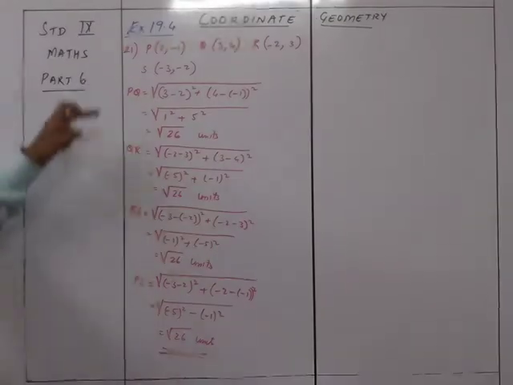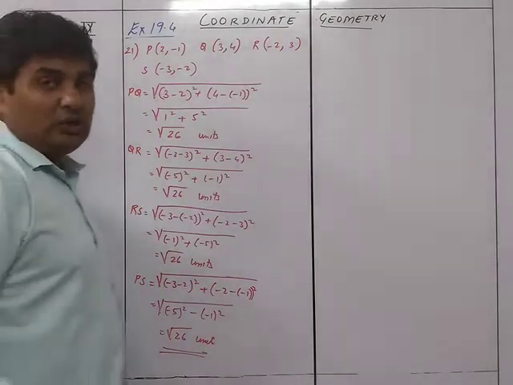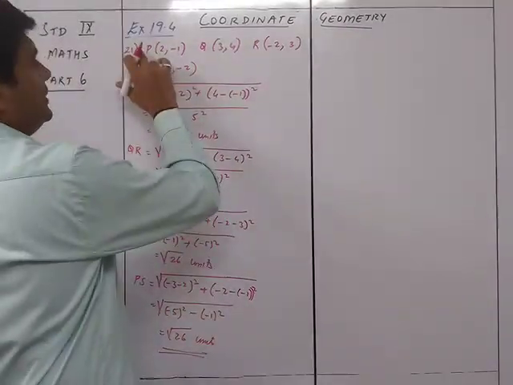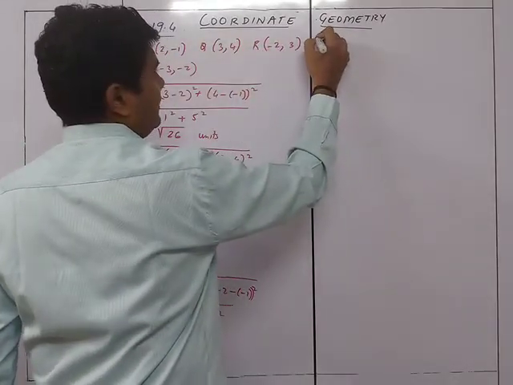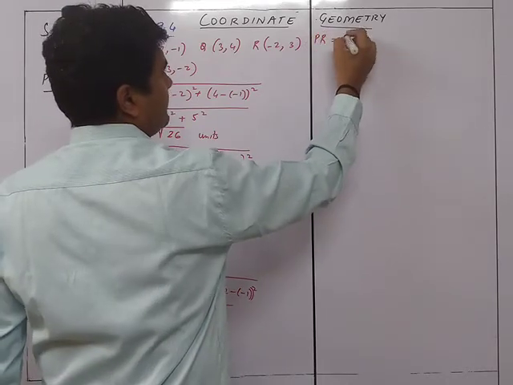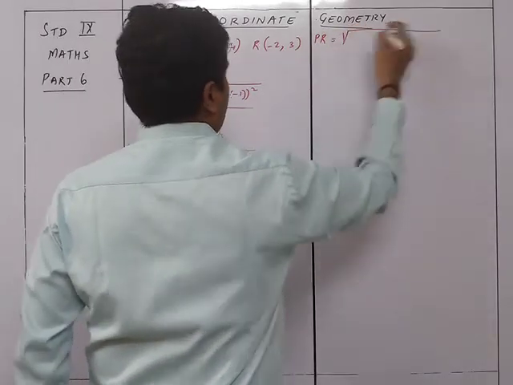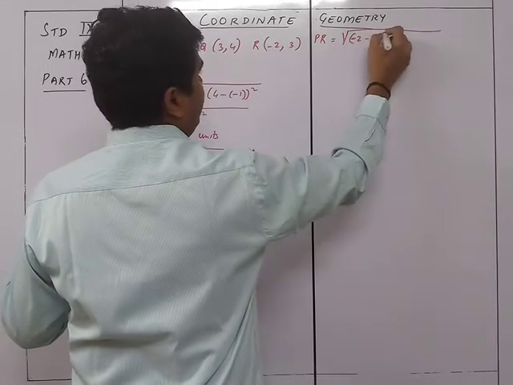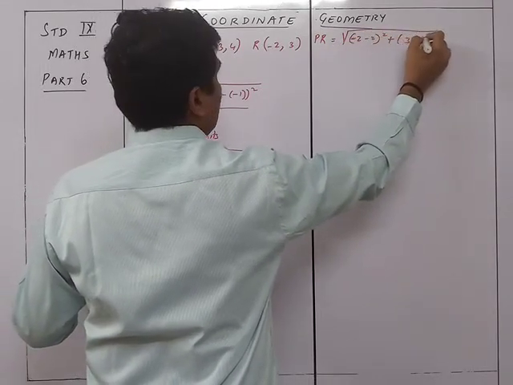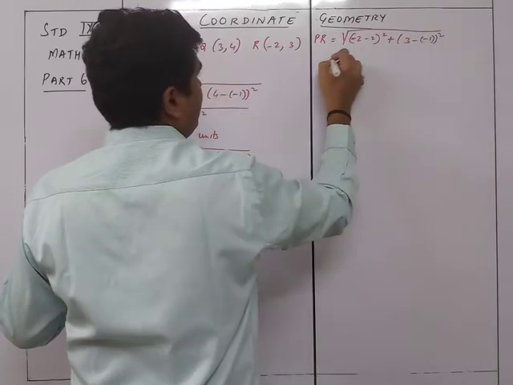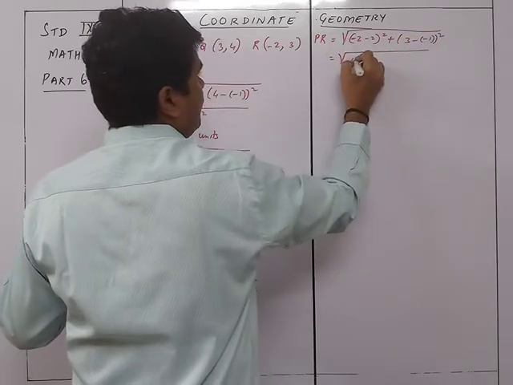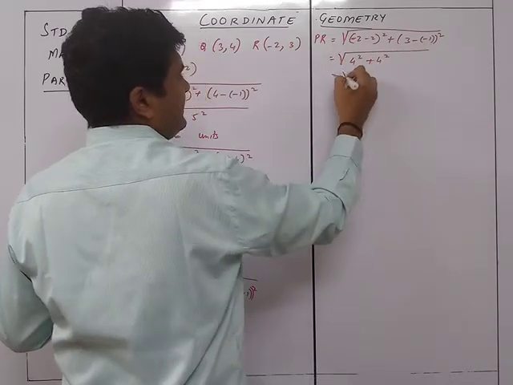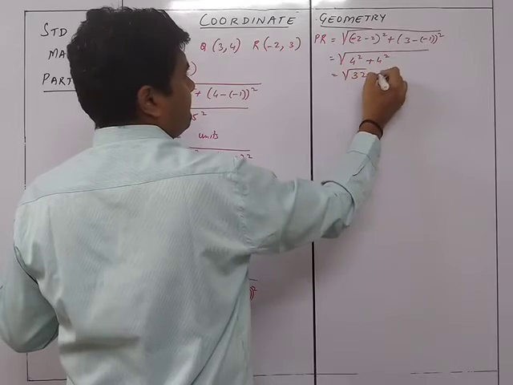So one thing is for sure that all the 4 sides are equal. So either it is a square or a rhombus. So that's for sure. The next one we'll find out is PR. PR is the first diagonal. The diagonal PR will be minus 2 the whole square plus 3 minus of minus 1 the whole square. That is going to be 4 square plus 4 square, that is 16 plus 16 is 32 units.